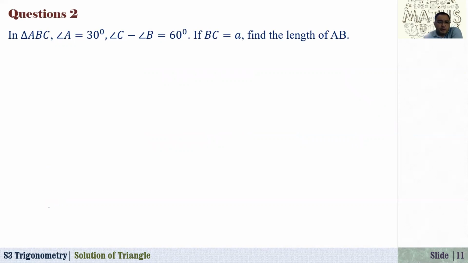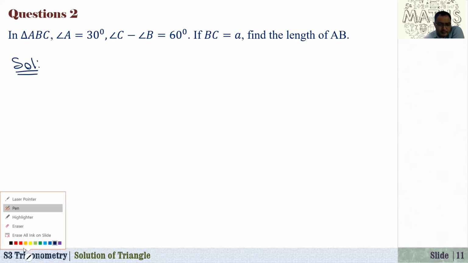Another example question. We use this color for this. In triangle ABC, angle A equals 30. Angle C minus angle B equals 60. If BC is equal to a, find the length of AB.